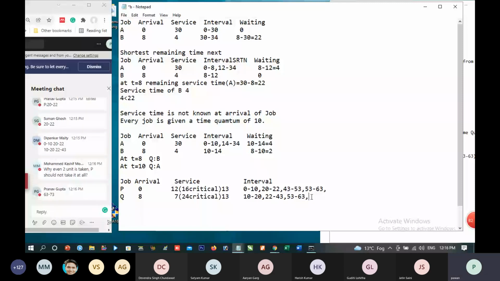Why not? Why should P not take it at all, Kasif? First of all, we were not even knowing that critical section will start. We have no knowledge what type of service a job requires in the beginning. When the critical section starts, we come to know that the critical section has started. Kasif, is it clear to you? Why is even 2 units taken? We should not take it at all. No. We will take it. It is a turn of P. So we shall give it the time. Is it correct? Yes. Sir, why is only 2 taken?